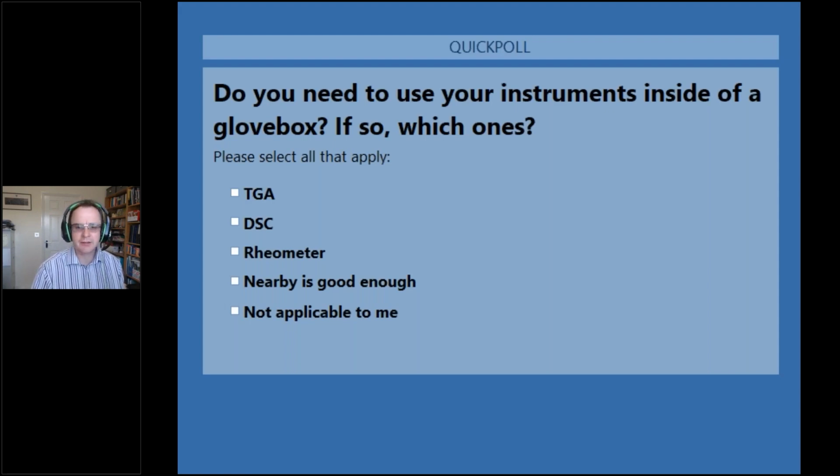Do you need to use your instruments inside a glove box? If so, which ones? You can select multiple answers, any and all that apply: TGA, thermogravimetric analysis, DSC, differential scanning calorimetry, rheometry, somewhere nearby to a fume hood is good enough, you don't need to be inside it, or it's just not applicable at all. We'll give you a little while to get some votes in.